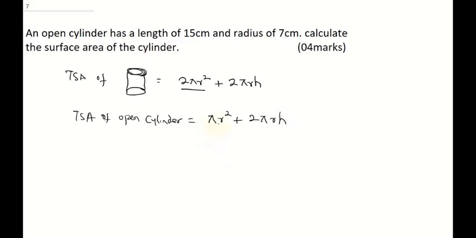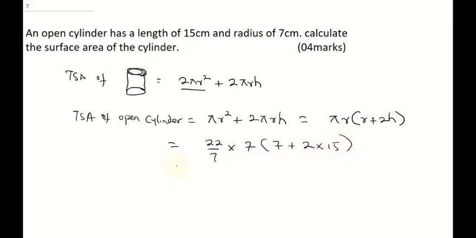Assuming both ends are closed, we would have used 2, but now we are using 1. This means pi r is common, which will now be r plus 2h. So we'll be putting in our formula, that's 22 over 7 times our radius, which is 7, into 7 plus 2 times 15. So 7 is going to cancel 7. You have 22 into 7 plus 2 times 15, which is 30. So this is going to give us 22 times 37.